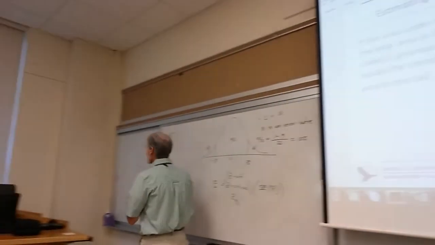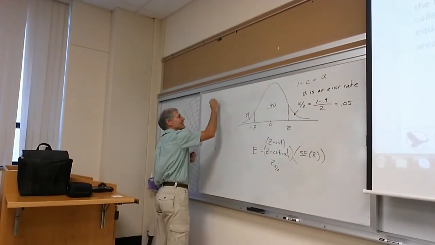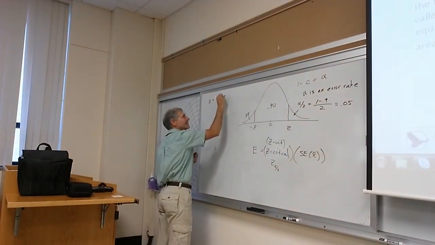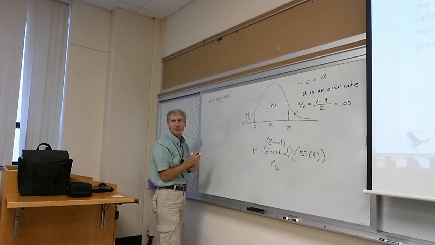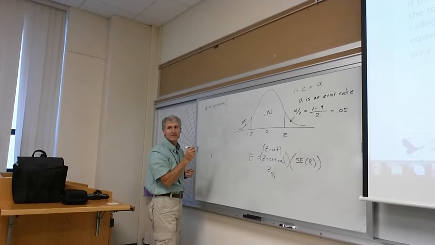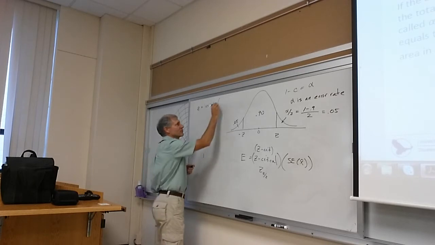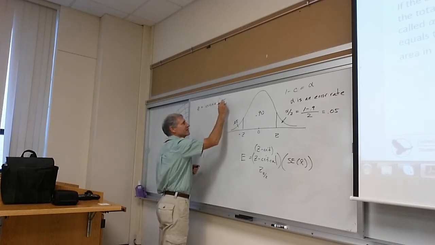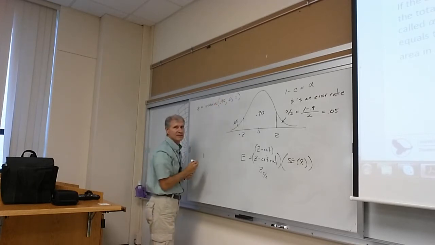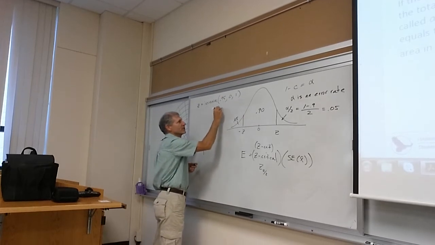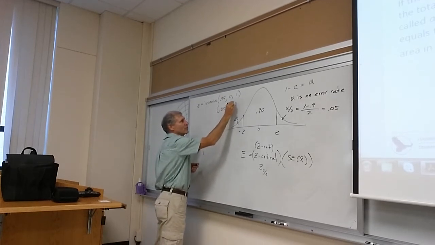So z is going to equal inverse norm of what? What do you put in there? What'd you say? 0.45? That won't do it. You could put in 0.9501, or you could put in 0.0501.